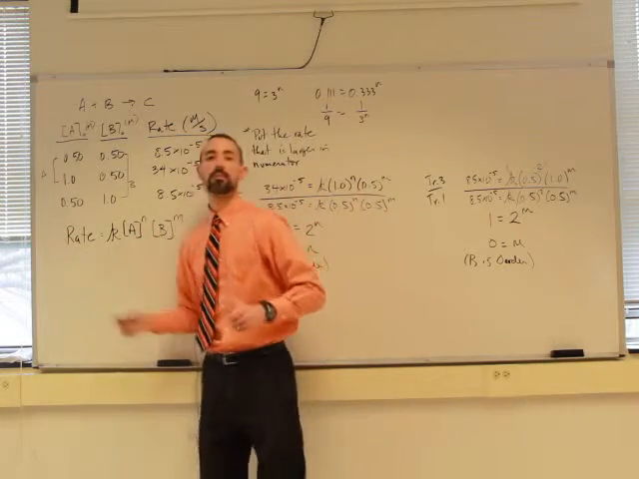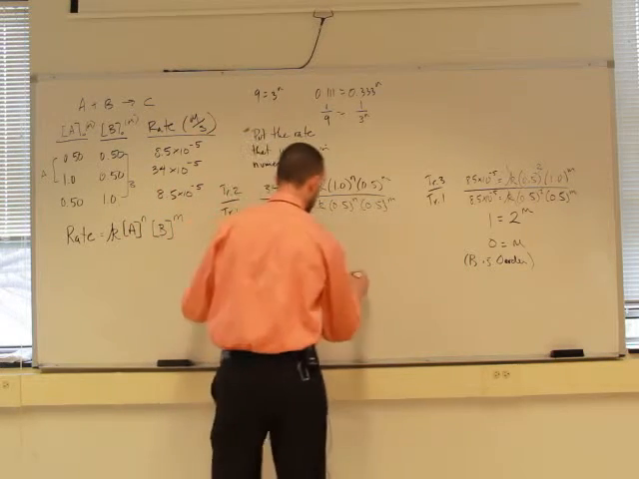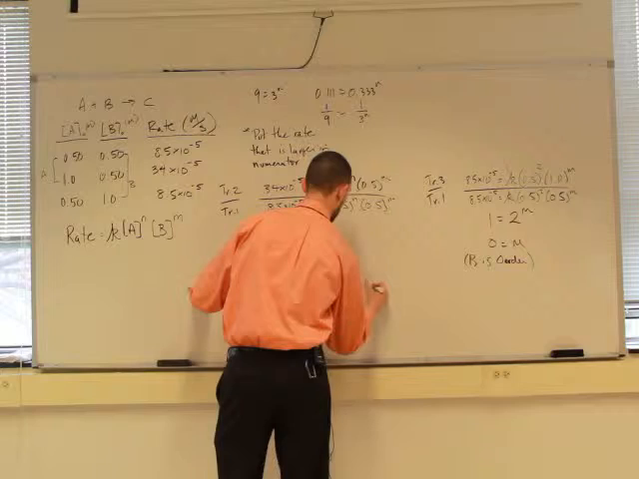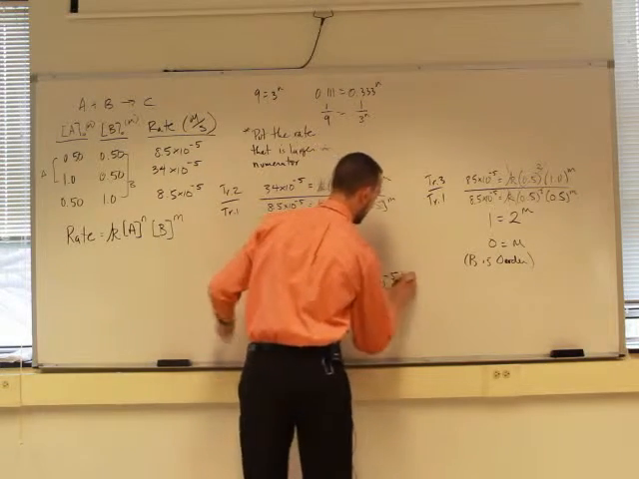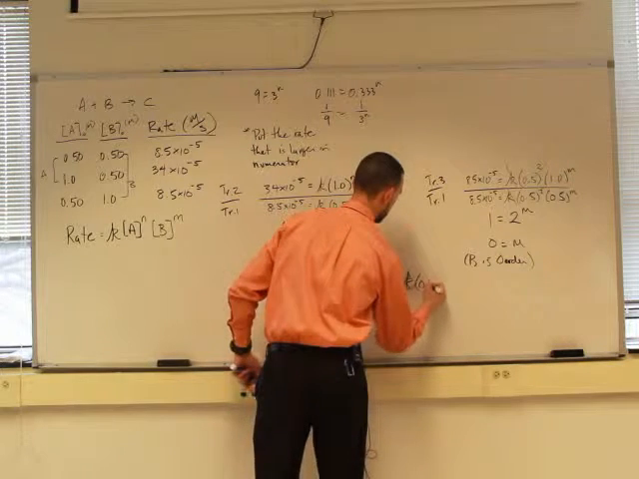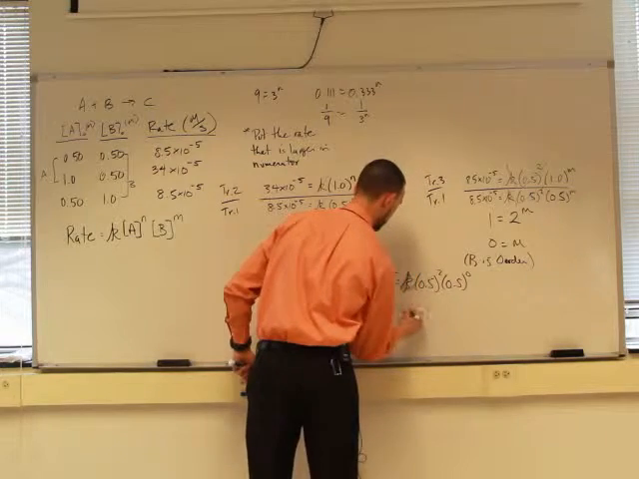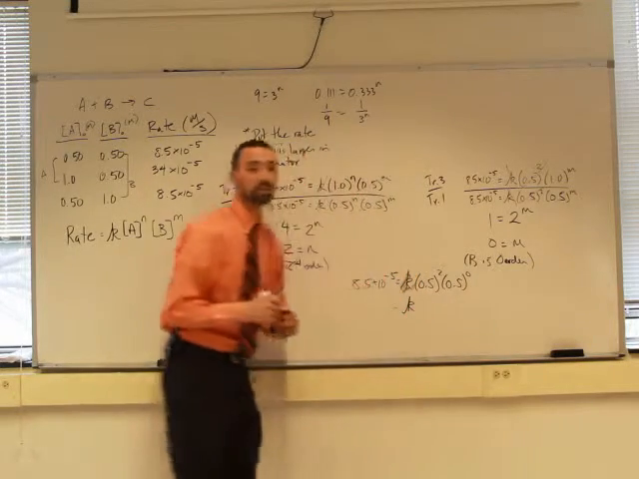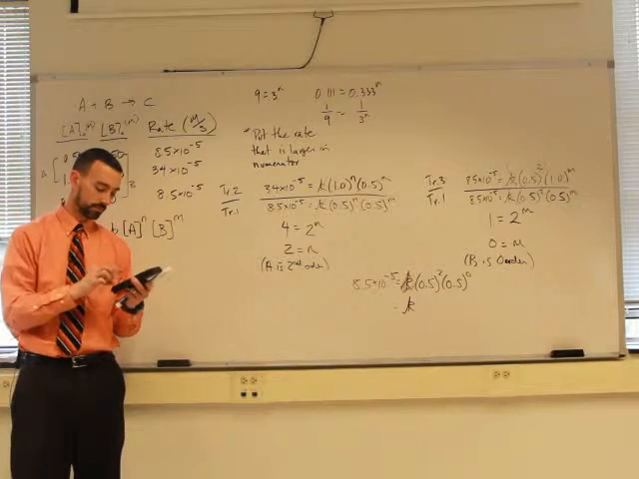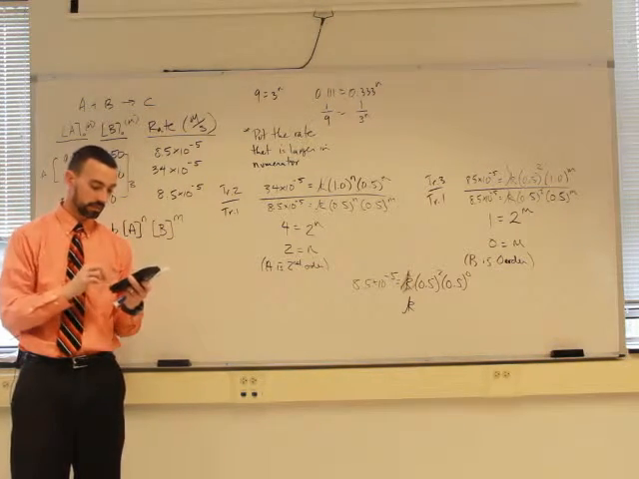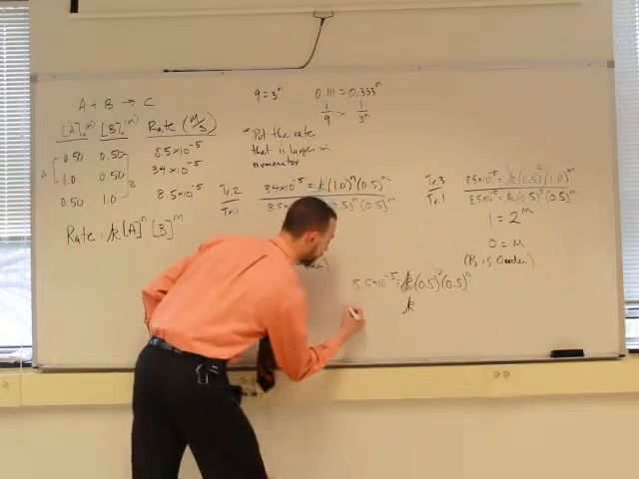We still have to go back by substitution and find K. It does not matter which trial we use, so let's try trial 1. 8.5 times 10 to the negative 5 equals K times 0.5 squared times 0.5 to the 0th power. So K is going to equal 3.4 times 10 to the negative 4.